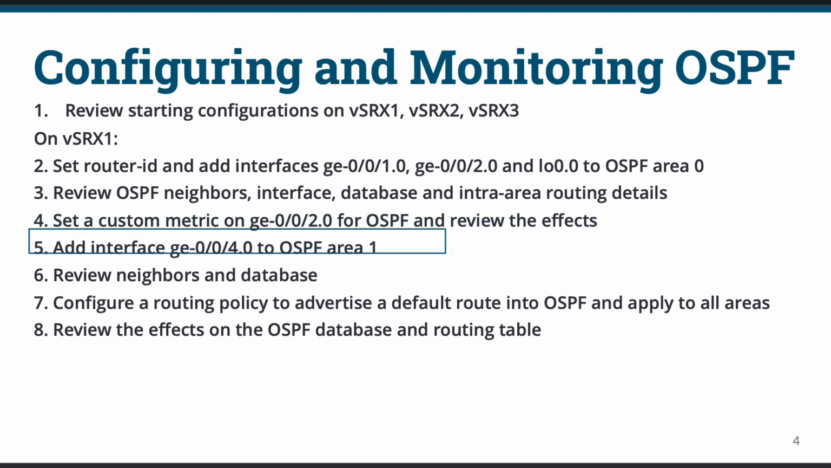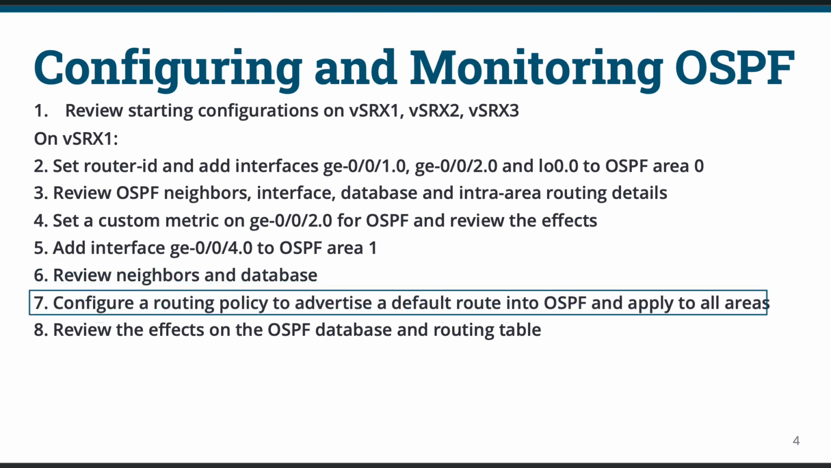Next, we'll configure VSRX1 to be an ABR. By configuring Area 1 and setting GE004 to participate in that OSPF area. Once committed, we'll review the effect of this additional area configuration on the OSPF neighbors and database monitoring command outputs.